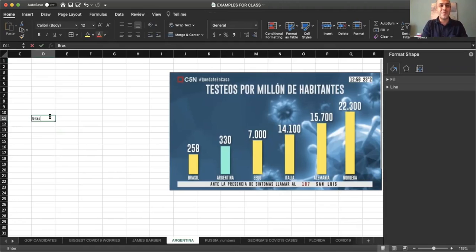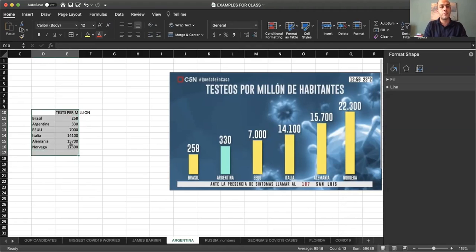So if you want to see the real picture, you need to do it yourselves. So let's do it. Brazil, Argentina, USA, and this is Italy, and this is Alemania, this is Germany, and this is Norway. And then you can type the test numbers here, 7,000, 14,000, and 15,700, and 22,300, tests per million.